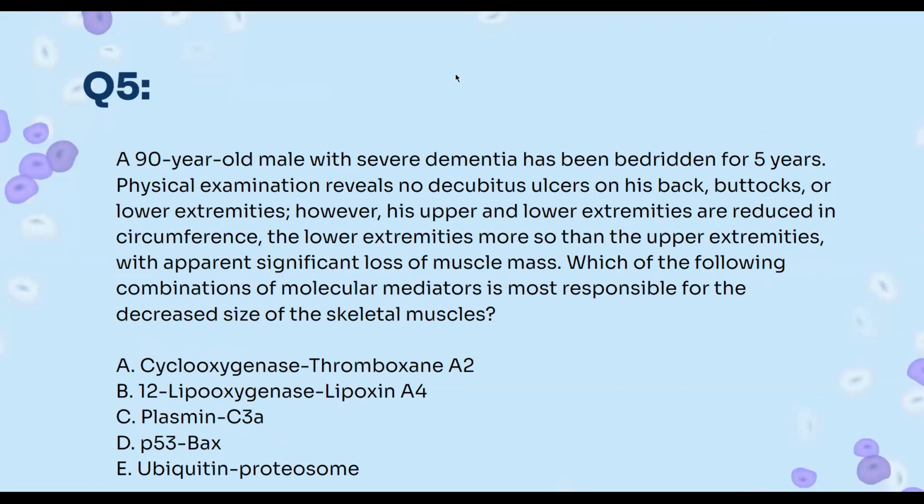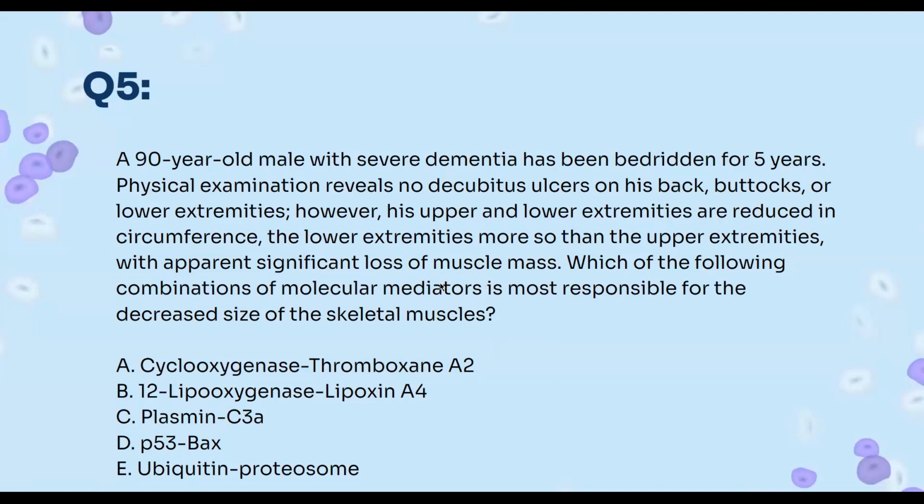A 90-year-old male with severe dementia has been bedridden for 5 years. Physical examination reveals no ulcers on his back, buttocks, or lower extremities. However, his upper and lower extremities are reduced in circumference, the lower extremities more so than upper extremities, with apparent significant loss of muscle mass. Which of the following combinations of molecular mediators is most responsible for the decreased size of skeletal muscle?